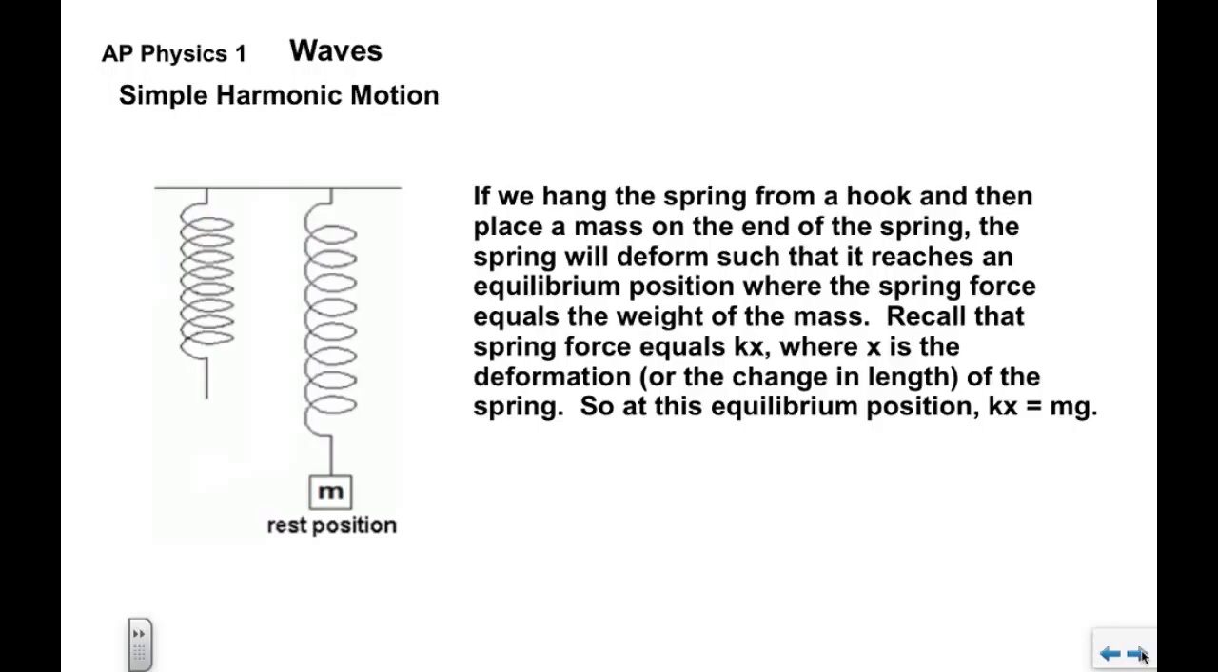We hang the spring from a hook and then put a mass on the end of it. The spring will deform such that it reaches an equilibrium position where the spring force equals the weight of the mass. So mg would equal spring force Fs. Recall that spring force equals K times x, where x is the deformation or the change in the length of the spring. So at this equilibrium position, Kx equals mg.